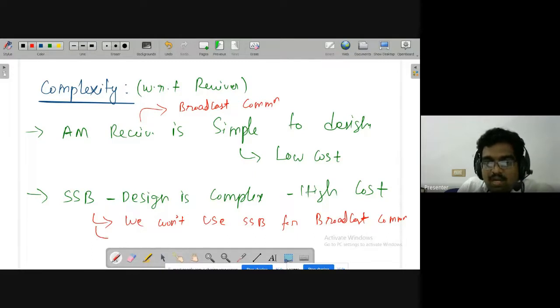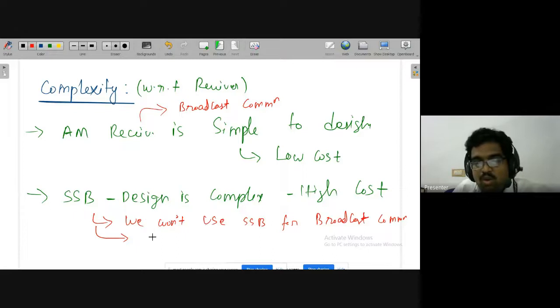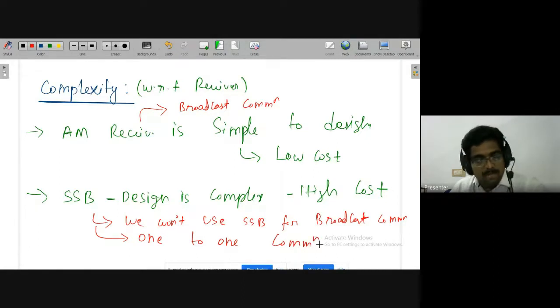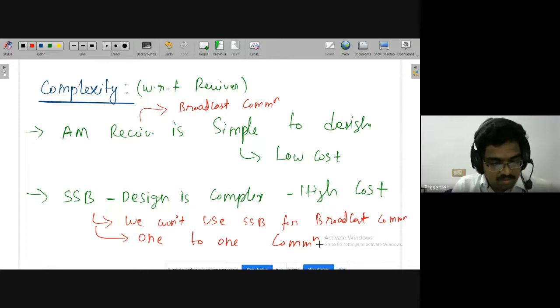But then where can we use SSB? When you want one-to-one communication, you can use the SSB type of system: a single transmitter and a single receiver. Even though the cost is high, it is only one transmitter and one receiver. So mostly we will use the SSB system for one-to-one communication. This is the main difference, or comparison, among these three types of systems.